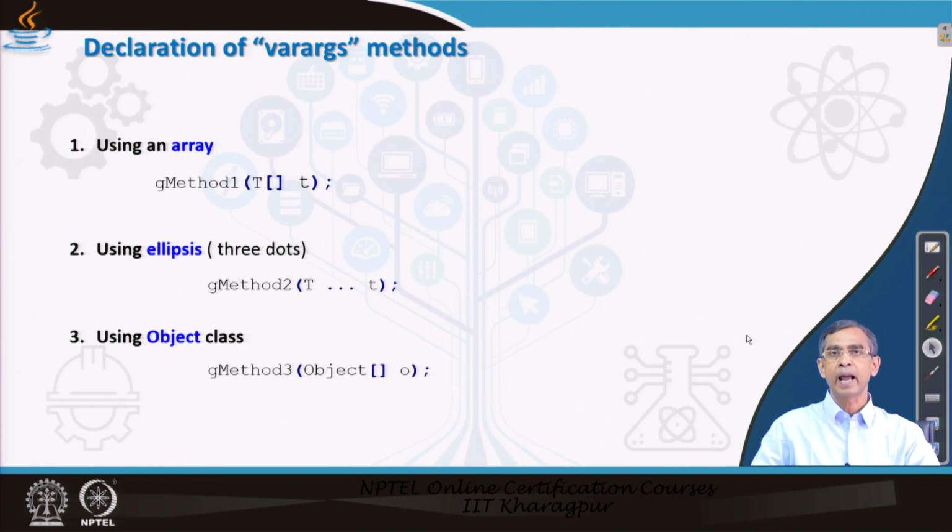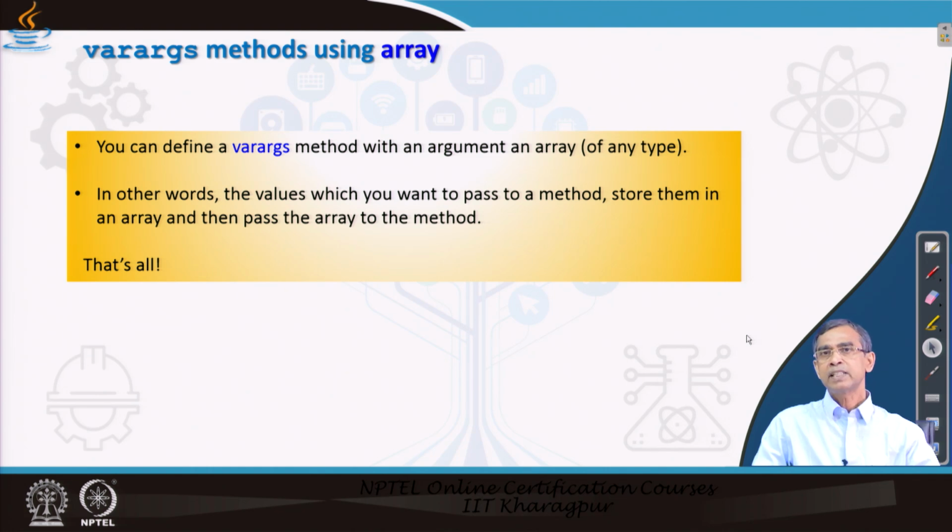One is using an array. Another approach is using the concept of ellipsis, which is basically three dots together. Another is using the Object class. Now, let us discuss one by one. This concept of defining a method with a variable number of arguments to be passed is called the var-args method. It is a typical concept in Java, simply called var-args.